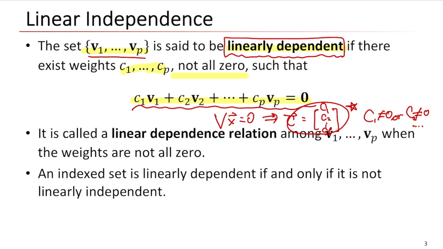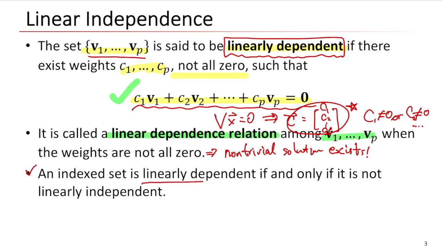It is also called the linear dependence relationship, this equation, among the vectors v1 through vp when the weights are not all zero. It means there exists a non-trivial solution. In other words, the indexed set is linearly dependent if and only if it is not linearly independent. Of course, because linearly dependent and linearly independent are in a reverse relationship. Okay, so this is the definition of linear independence.